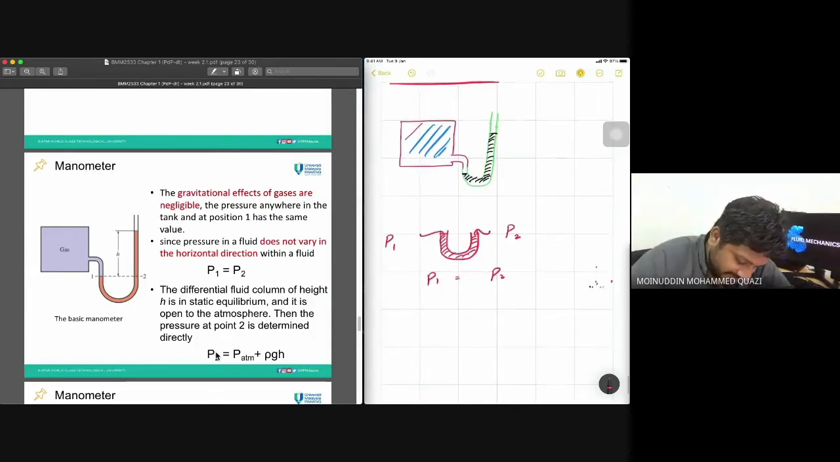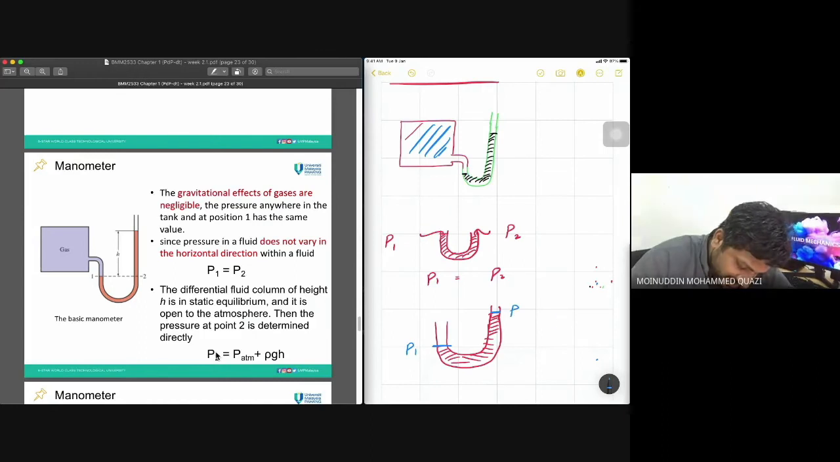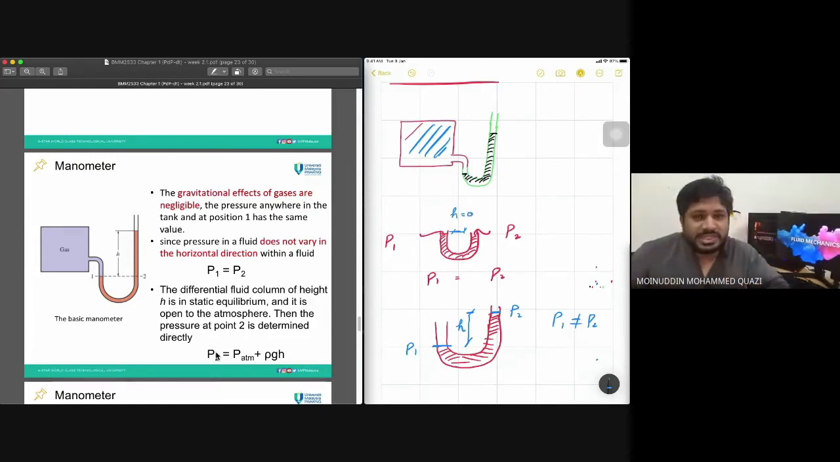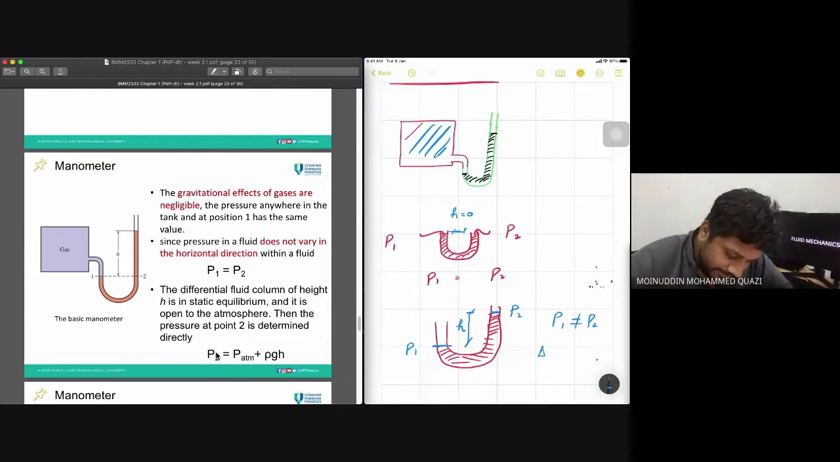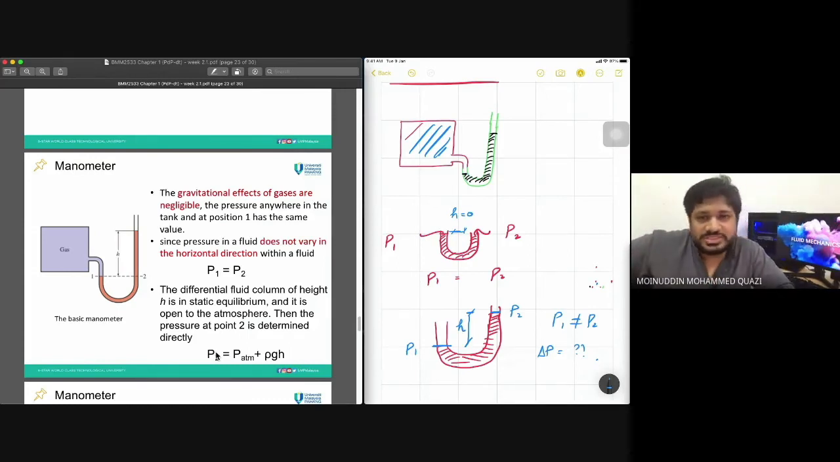But if I attach it to a gas cylinder, the pressure goes down here and the pressure goes up here. So at this point, this is P1 and this is P2. P1 is not equal to P2 because of the height difference between the fluid. Pressure varies with respect to height. Here the height difference H is equal to 0, so the pressure is the same. But where there is a height difference, there is some pressure difference. So there is a delta P which exists and we don't know that value. So this is the concept.